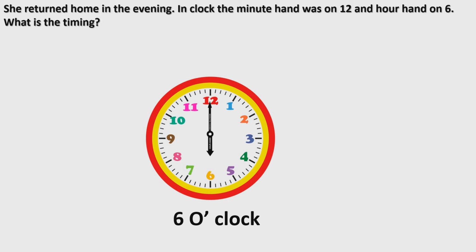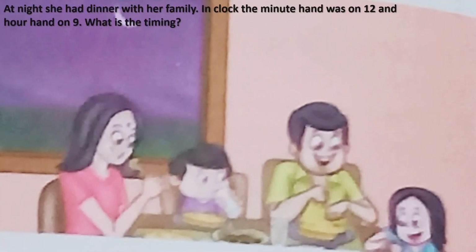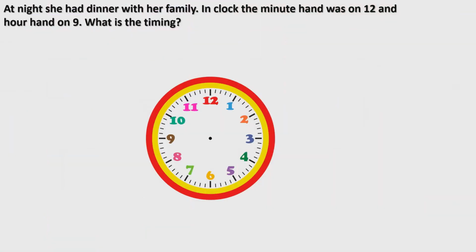The time is 6 o'clock. And in digital clock, we can show as 6:00. At night, she had dinner with her family. In analog clock, minute hand was on 12 and hour hand on 9. What will be the timing?